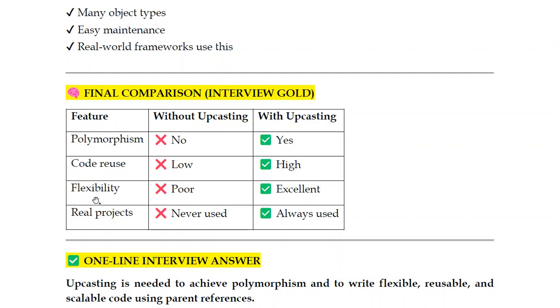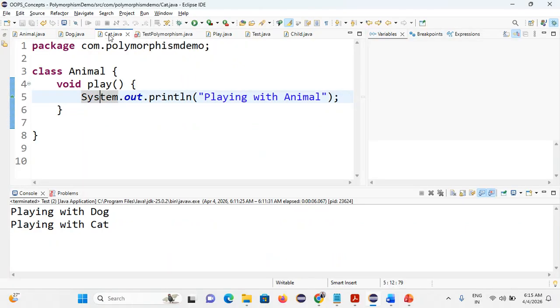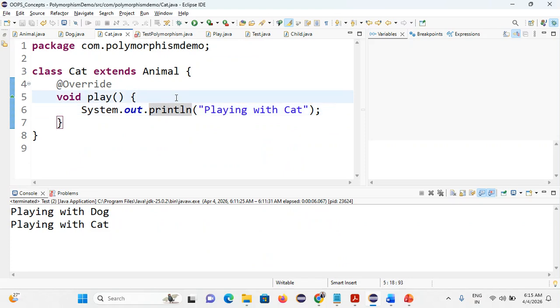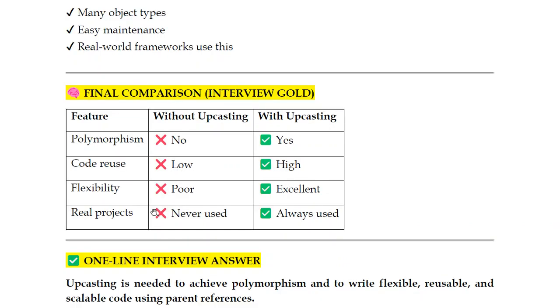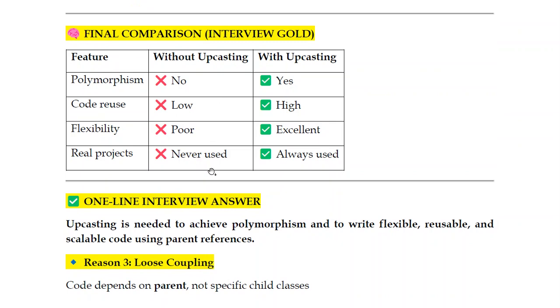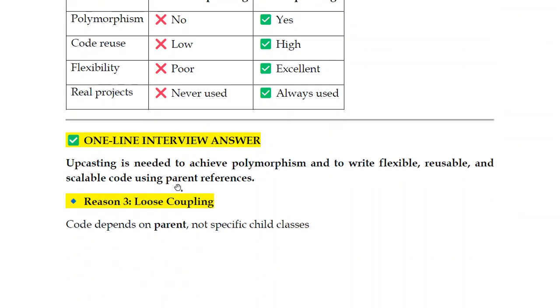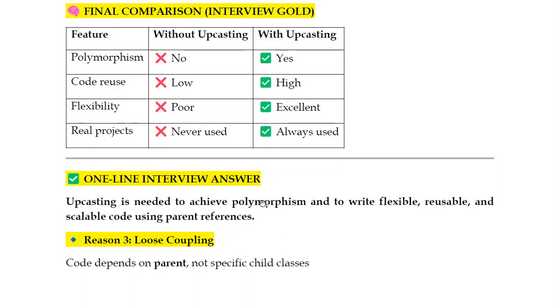We can override any number of times with different classes, lion, tiger, whatever it is. Real projects won't work without upcasting; with upcasting they always use it. The important precaution: upcasting is needed to achieve polymorphism and to write flexible, reusable, and scalable code using a parent reference. This is the important thing.